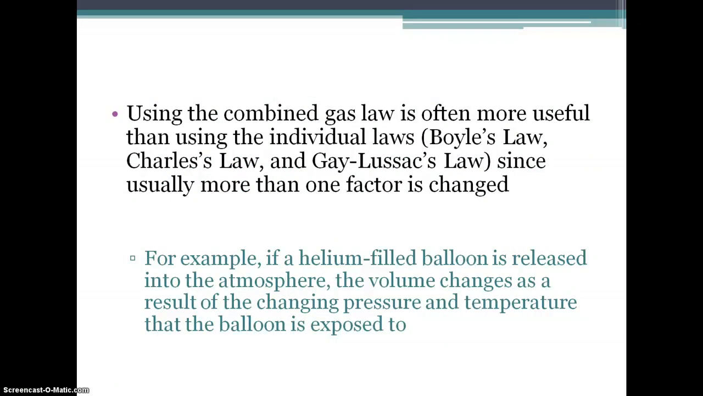Using the combined gas law is often more practical than using the individual laws by themselves, such as Boyle's law, Charles' law, and Gay-Lussac's law, since usually more than one factor is changed at a time. For example, if a helium-filled balloon is released into the atmosphere, the volume changes as a result of the changing pressure and temperature that the balloon is exposed to.